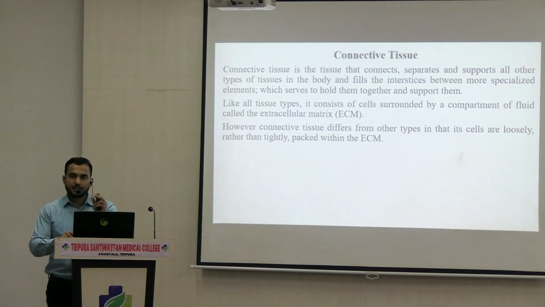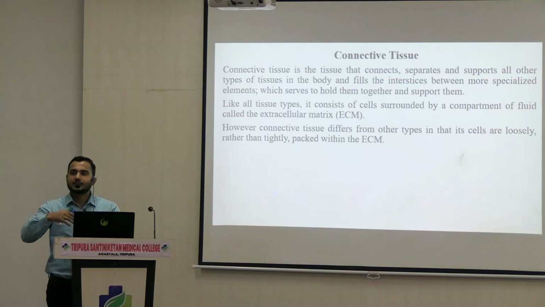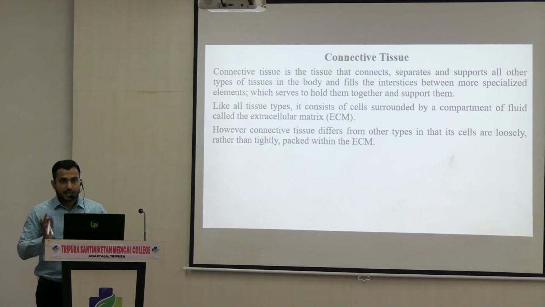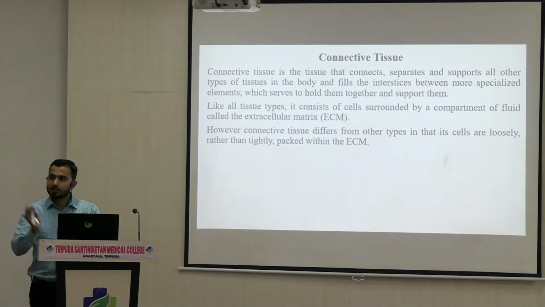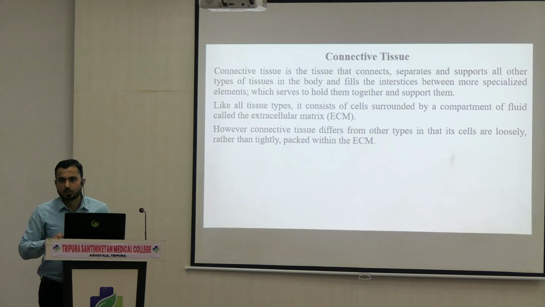That means here is one cell, here is one cell, here is one cell, like this different cells are there and they are distributed. Where are they distributed? In the extracellular matrix, and that extracellular matrix helps to keep the cells and the fibers together. This is how the connective tissue is working.